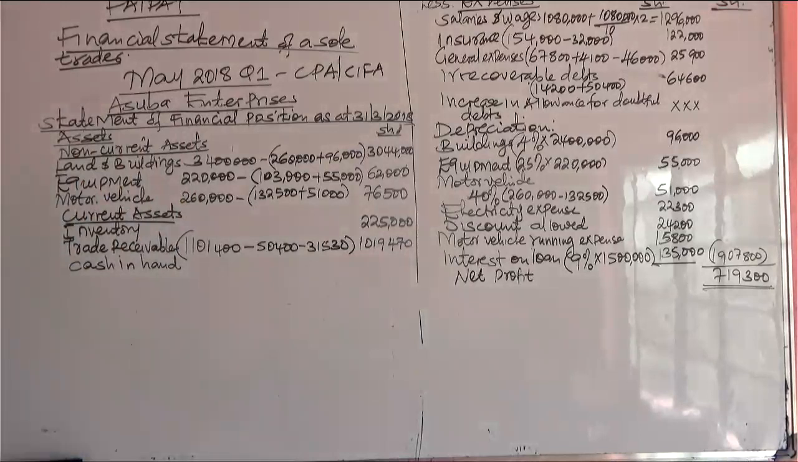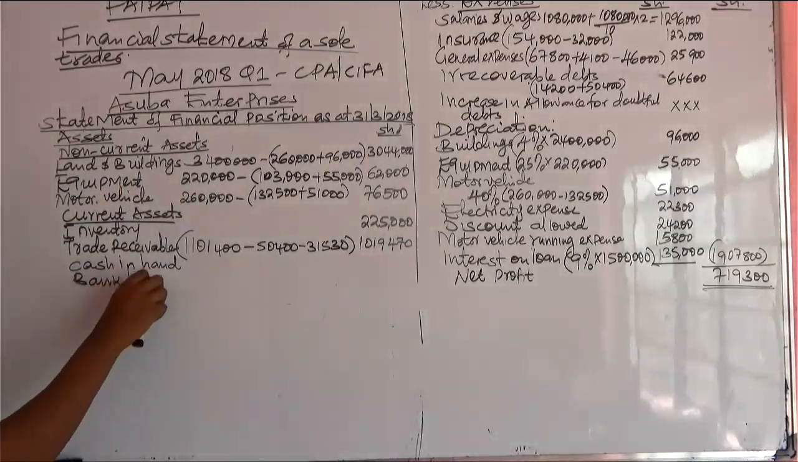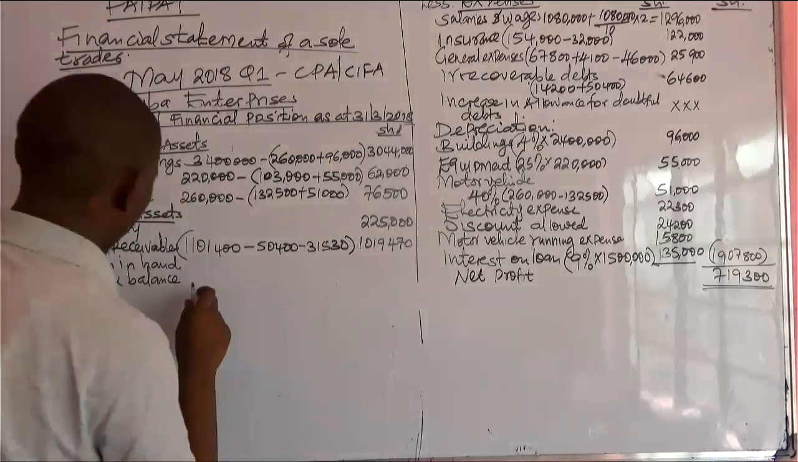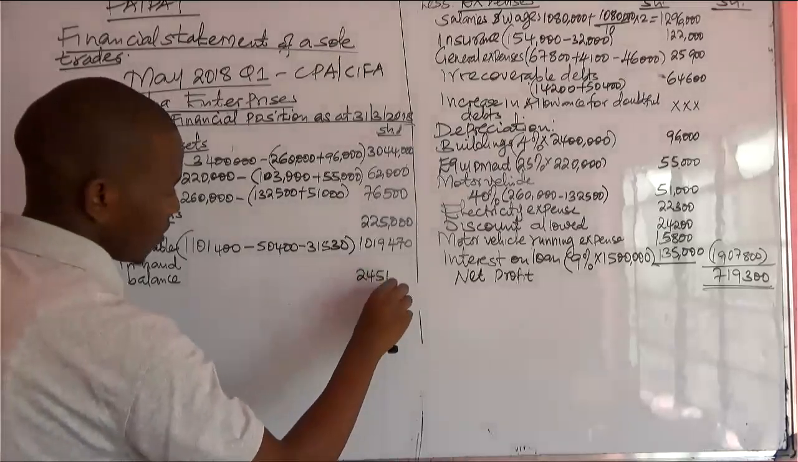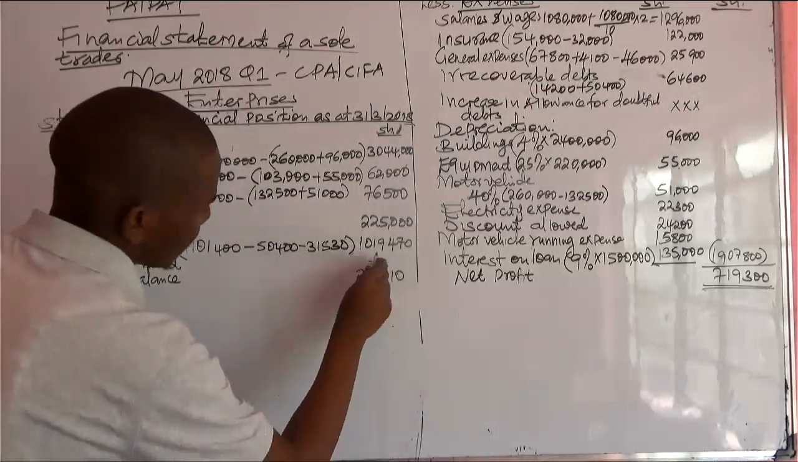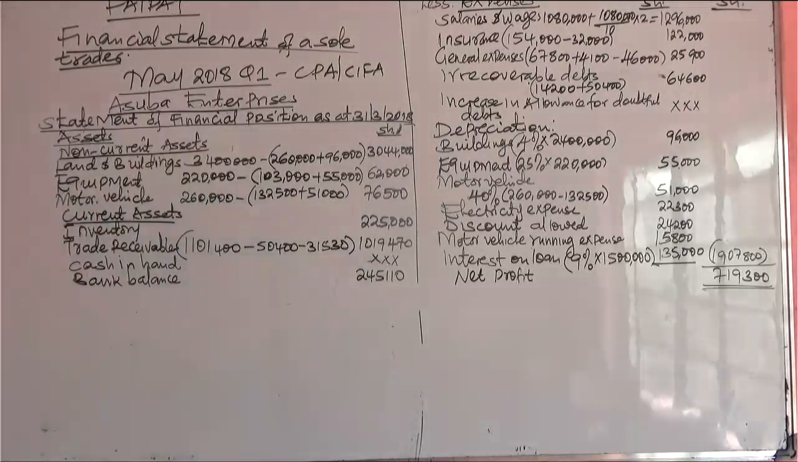Do we have cash in hand? Was there cash in hand or cash balance? 245,110. There was also cash in hand, right? Was there cash in hand? And then we have the prepayments.